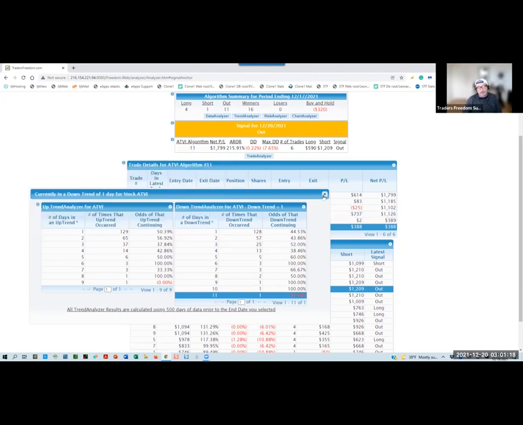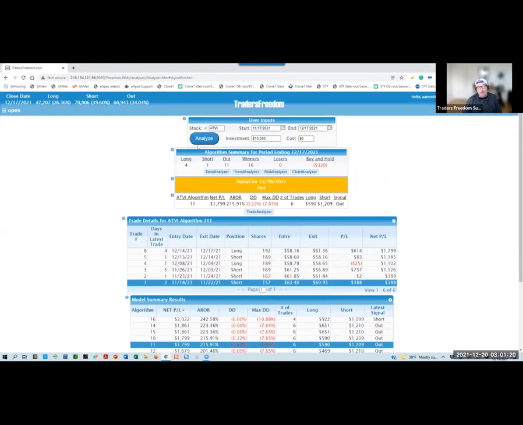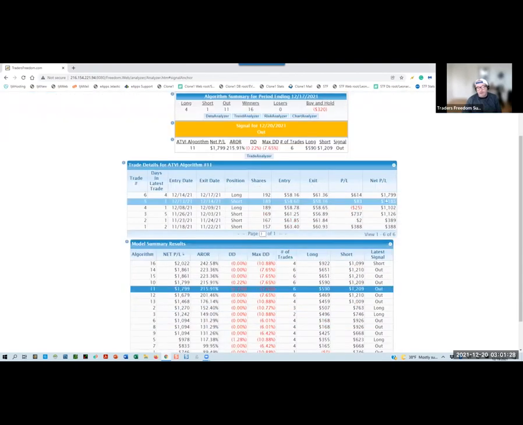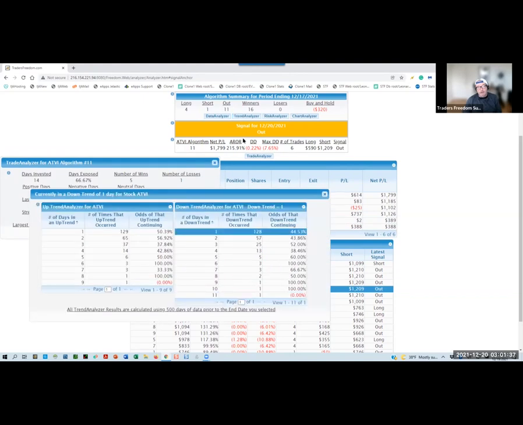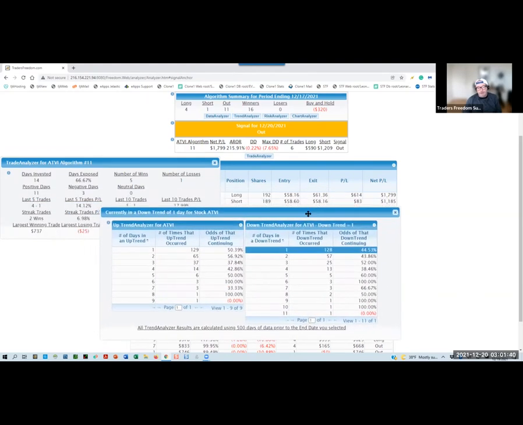And you're only effectively pressing a couple buttons. The first one to analyze the stock, and look at the trades here. And if you want to look deeper into the trades, you click on the trade analyzer button there. And then if you want to look at the stock trend, you click on the trend analyzer button, and it shows you all those stock trends for just that stock. So it's just algorithm 11 and it's just ATVI.